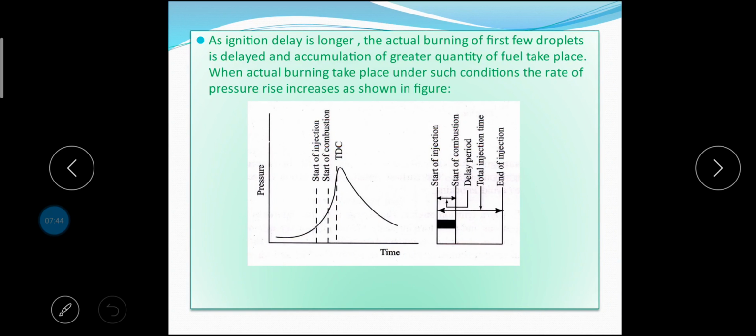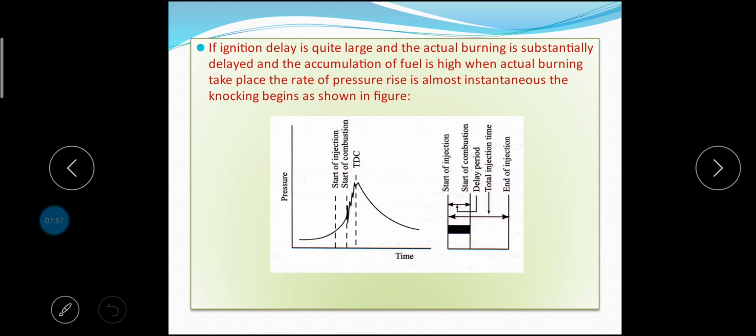When the actual burning commences, the additional fuel can cause too rapid a rate of pressure rise as shown in this figure, resulting in a jamming of forces against the piston and rough engine operation. If the ignition delay is quite long, so much fuel can accumulate that the rate of pressure rise is almost instantaneous, as shown in this figure. Such a situation produces the extreme pressure differences and violent gas vibrations known as knocking and is evidenced by audible knock. This phenomenon is similar to that in the spark ignition engine.